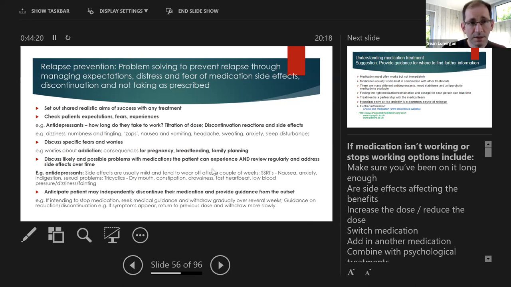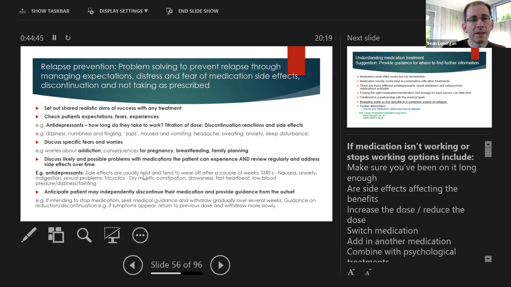It helps to discuss specific fears and worries. The common worries that people mention are worries about addiction, consequences for pregnancy, breastfeeding, and family planning. Maybe discuss likely and possible problems with medications the patient can experience, and what's very helpful and important, to review regularly and address side effects over time.